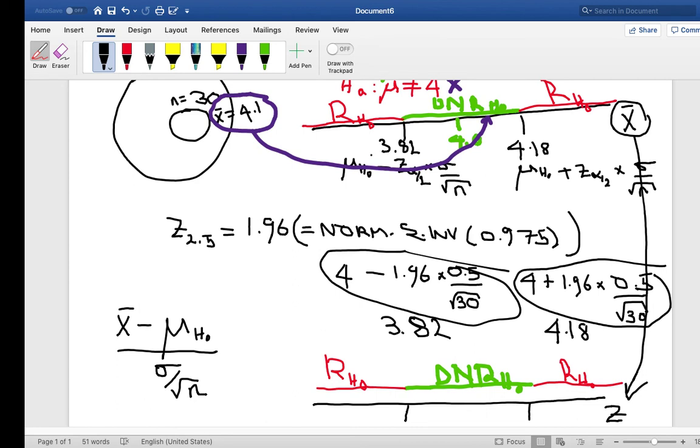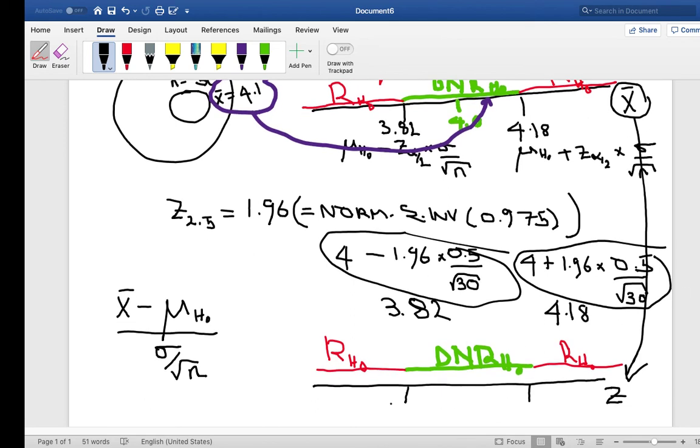And if you do that, you end up with a critical value down here, let me just scroll a little bit, of negative 1.96, which happens to be the number of standard deviations you need to be below the mean to generate a 95% confidence interval. And if we do the same thing on this side, if we take the 4.18, put it into this equation, 4.18 minus 4 divided by 0.5 over root 30, this figure over here becomes 1.96.